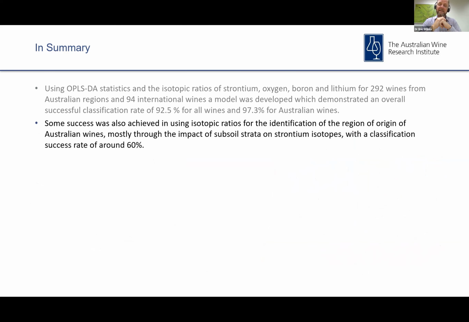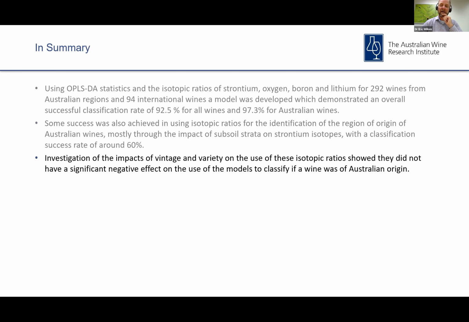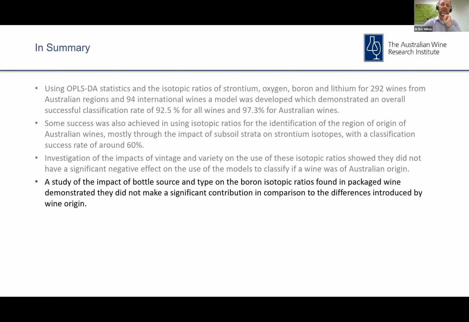We also had some success in understanding where in Australia wine came from using the same sort of tools. We found that strontium became one of the really important parts for regional classification, which makes sense because it comes from a combination of water and the crustal elements below the vines. So with a bit more work, I think that area could continue to be clarified. Vintage and variety didn't have an impact on using this sort of technology, and a study of the bottles showed that they don't impact it either.